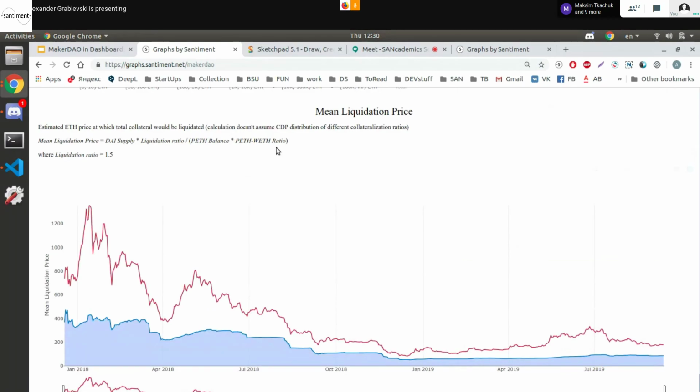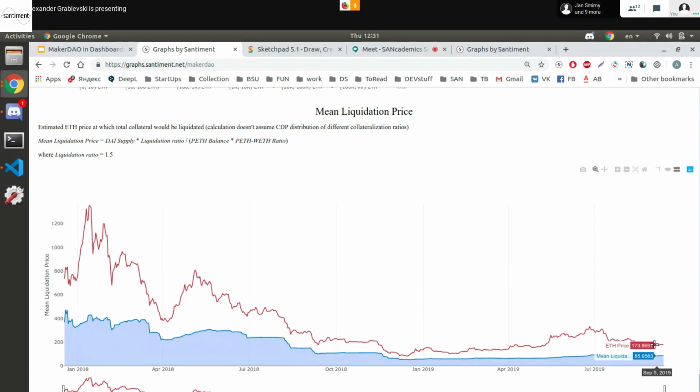Next one, mean liquidation price. This graph shows you the estimated ETH price at which total collateral would be liquidated. So that's again a rough estimate. Let's take some day, for example, the 1st of September, and you see that the ETH price on that day was 170 USD, and the mean price for all CDPs that have some DAI issued is about 85 USD. So imagine if on this day the ETH price suddenly dropped to 85 USD, there would be not less than 50% of all CDPs being liquidated.